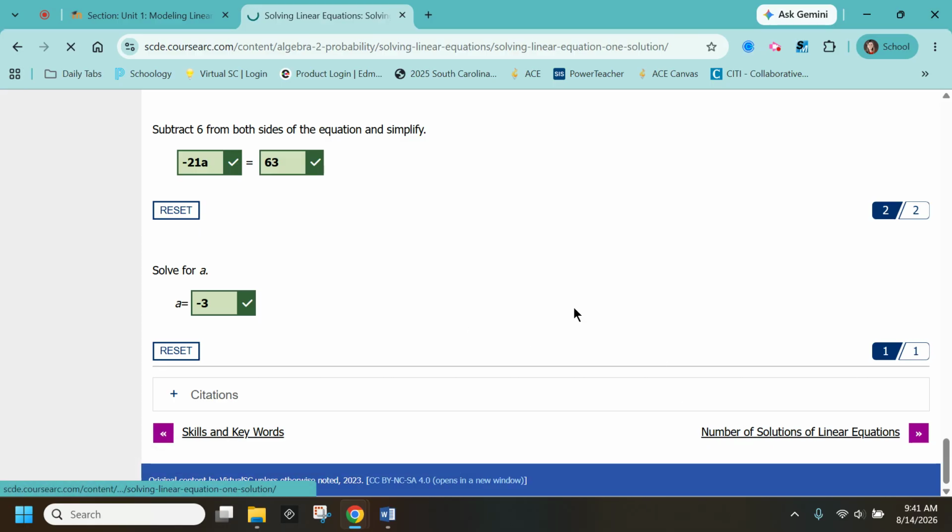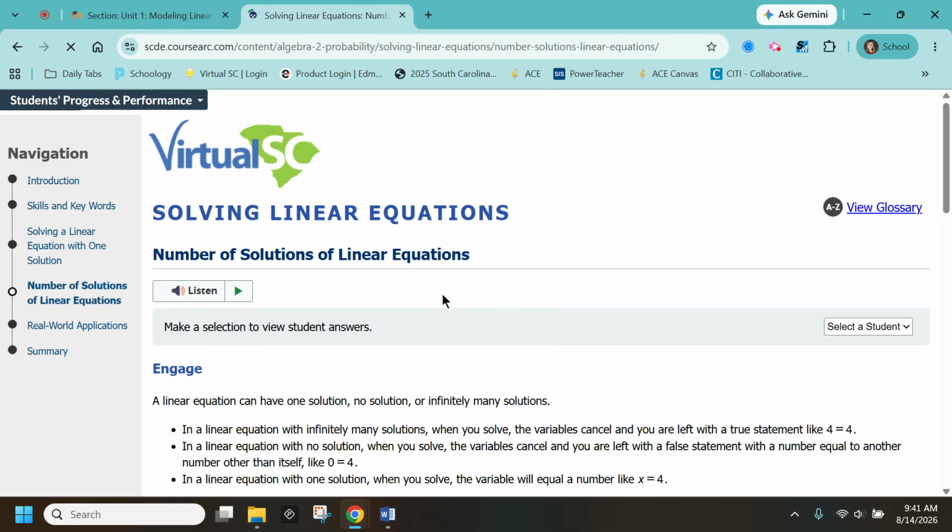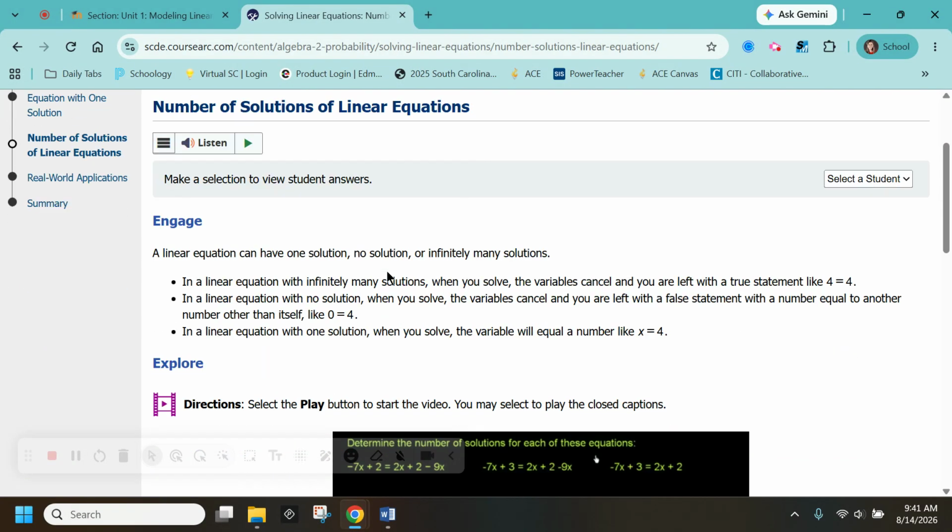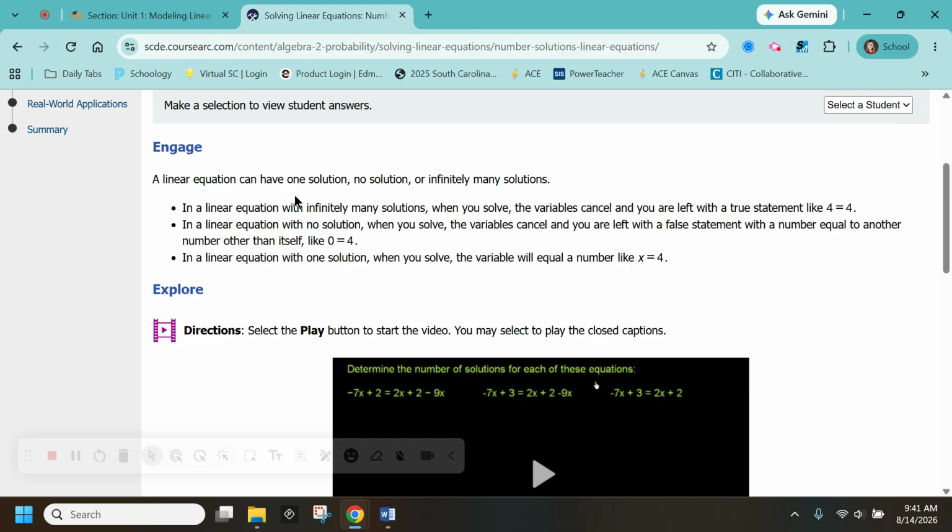Okay, moving on to the number of solutions of linear equations. Again, your progress bar is here, and you can tab through these. You can always go back if you need to check over anything. A linear equation can have one solution, no solution, or infinitely many solutions.